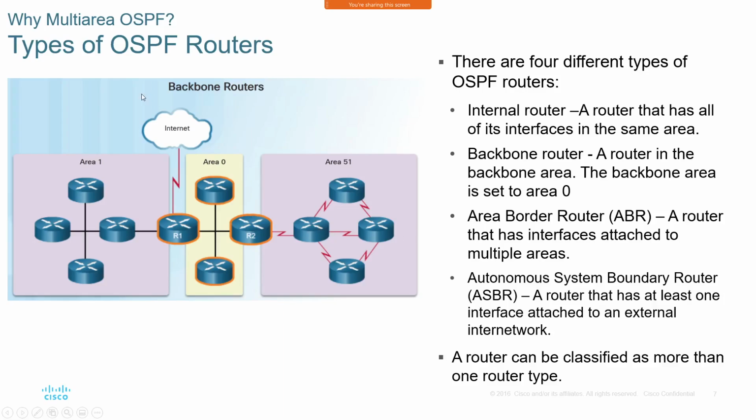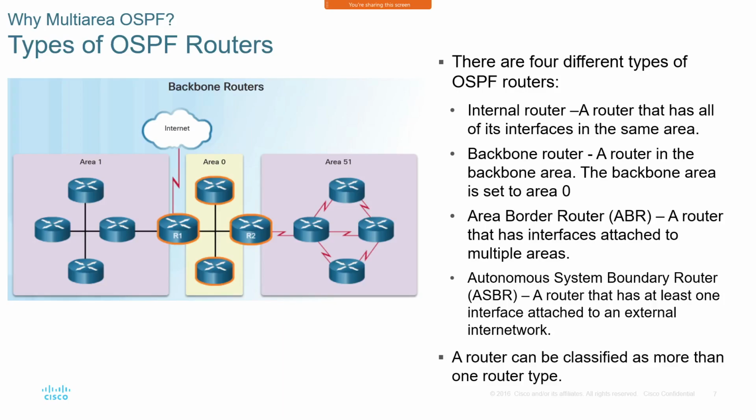Now let's do this exercise here. I'm going to ask you guys how many ABRs we have in this topology. How many ABRs, area border routers, do we have here? Yes, we have two. As we already discussed, we have router 1 and router 2. They are both area border routers because they sit in the boundary between different areas.